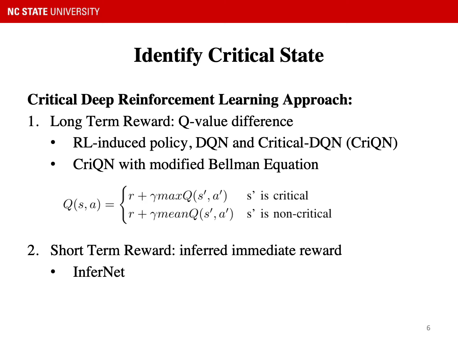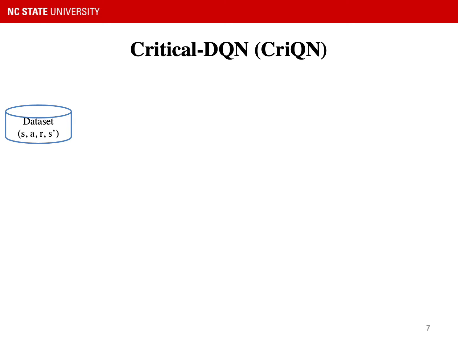To identify critical states, we proposed a critical deep reinforcement learning approach based on long short-term rewards. More specifically, the long-term reward is the Q-value difference from the RL-induced policy. Besides the standard DQN policy, we modified the Bellman equation to consider the criticalness of state, so that the max Q value is considered in critical states, while in non-critical states, the average Q value among all possible actions is used. Finally, the short-term reward is the inferred immediate reward from the InferNet model. Next, I will show the workflow of our critical DQN algorithm.